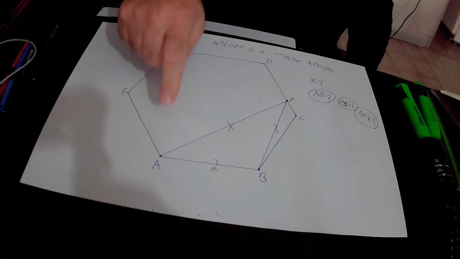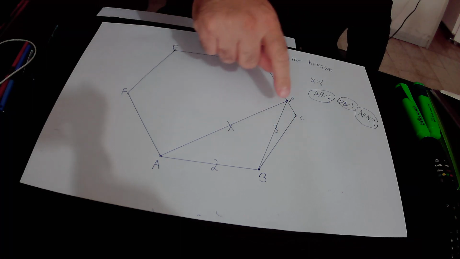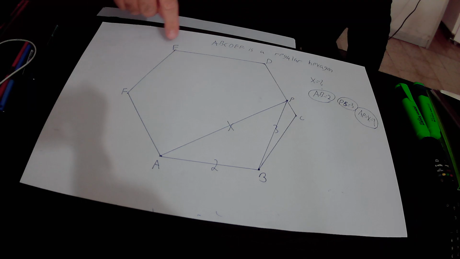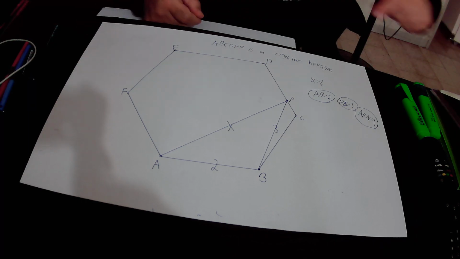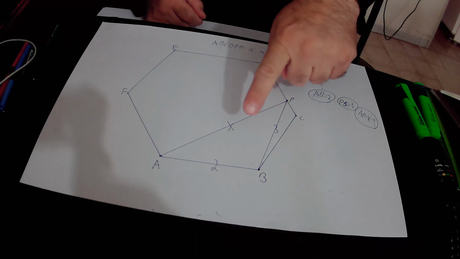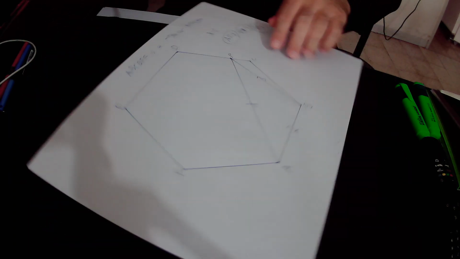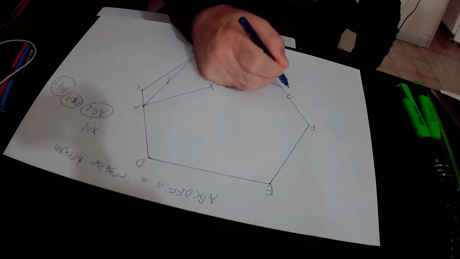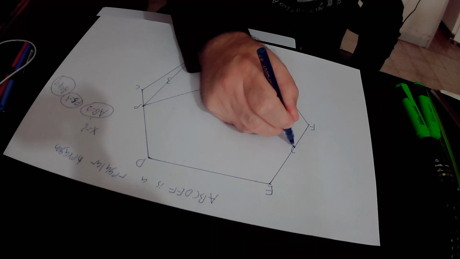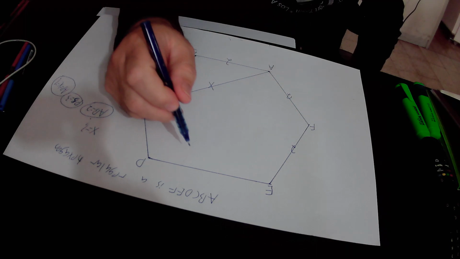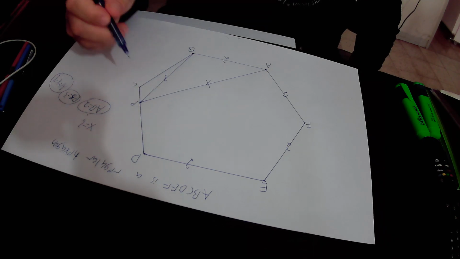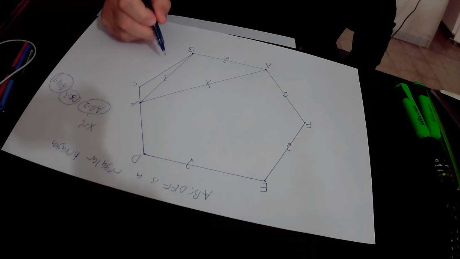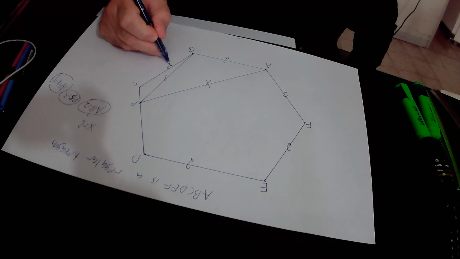That is to say, side AB equals side BC equals side CD equals side DE equals side EF. And because one side is given as 2 units, all the other sides are also equal to 2 units. So FA equals 2 units, EF equals 2 units, ED is also equal to 2 units, DC equals 2 units, and BC is also equal to 2 units.